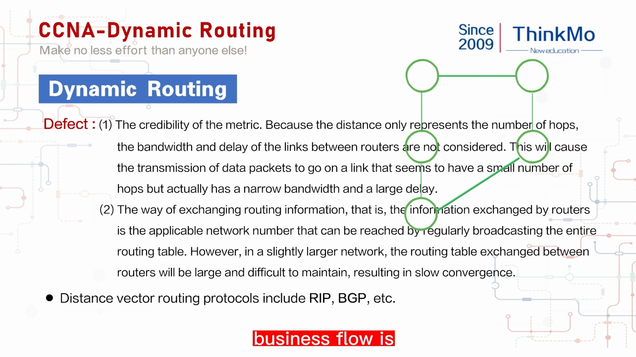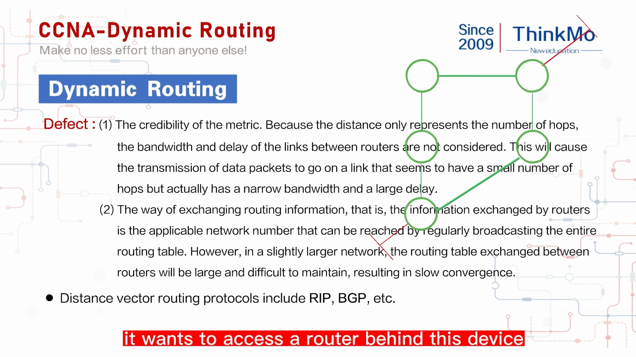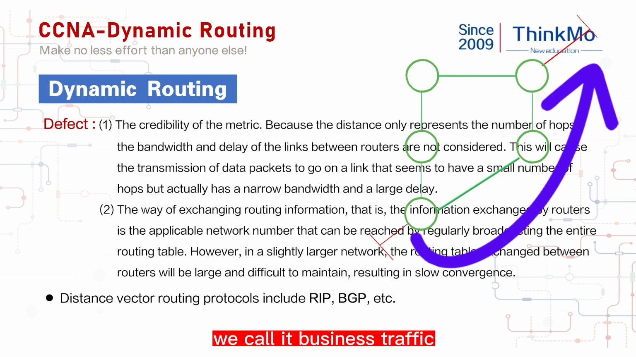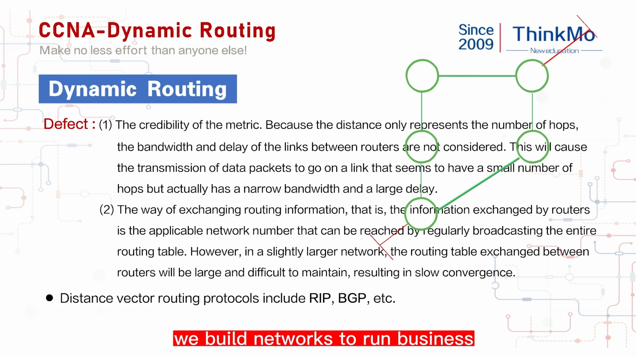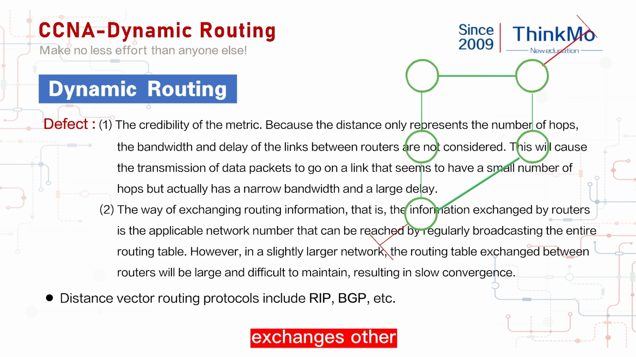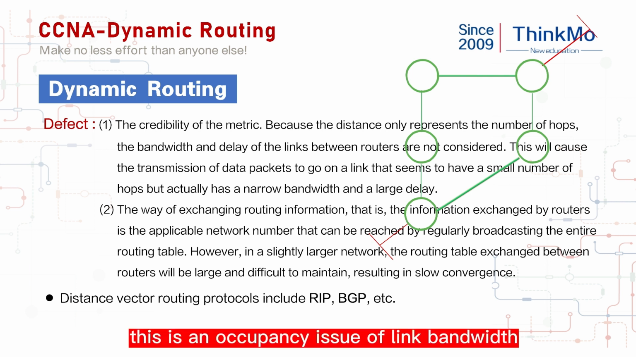Business flow is: now here is a host. It wants to access a router behind this device. Traffic also goes along these lines. We call it business traffic. We build networks to run business. Then in the network, there should not be particularly frequent traffic exchanges other than business on the link. This is an occupancy issue of link bandwidth.